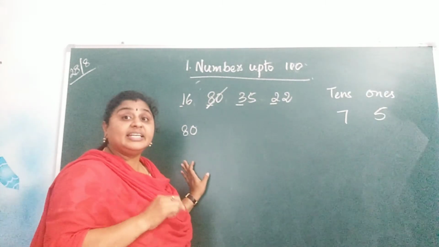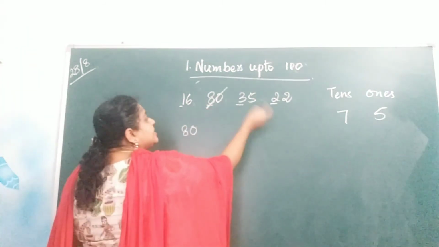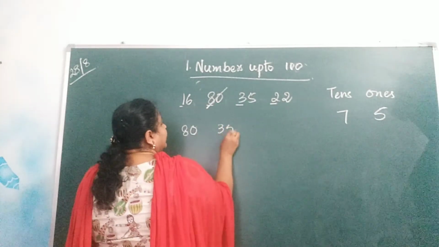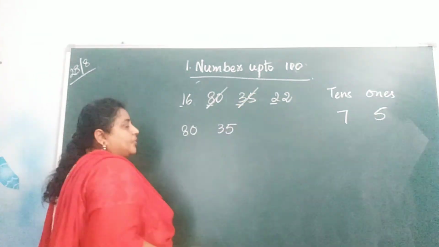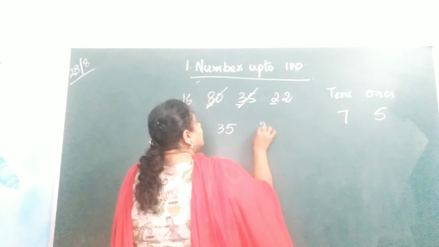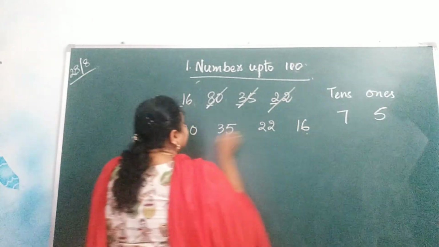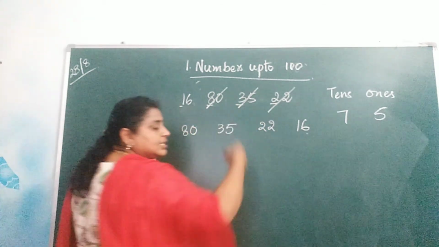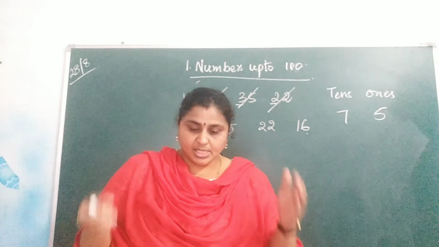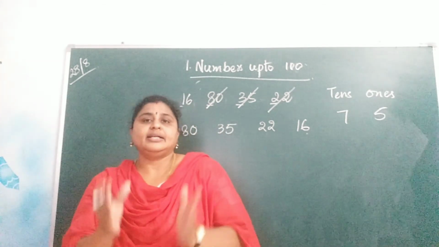Because we are arranging it now in descending order. After 8, which is a bigger number? 3. So 35. I am striking it out. After 3, which is a bigger number? 2. That is 22. I am striking it out. Left over is 16. Is it not from bigger to smaller, children? This is the descending order. Got it? So this is how you will arrange it in ascending and descending order.